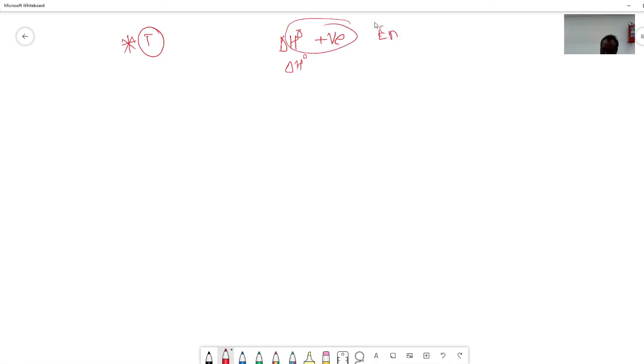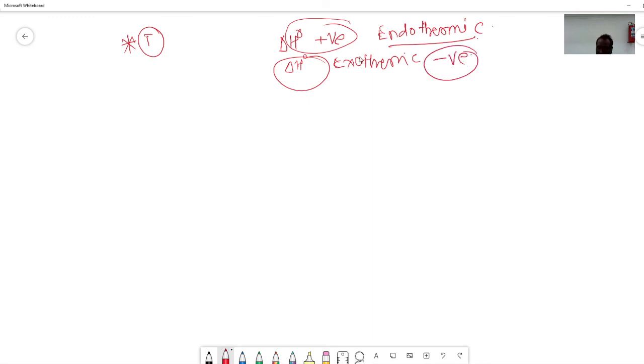Sorry, some time ago I mixed up exothermic and endothermic. Endothermic reaction, delta H0 is positive, and for an exothermic reaction, delta H0 is negative. Remember that, right? As I told you in yesterday's lecture, for an exothermic reaction delta H is negative, and for an endothermic reaction delta H is positive.